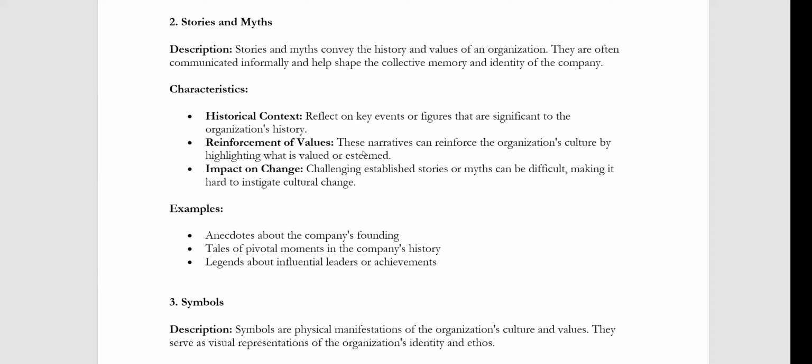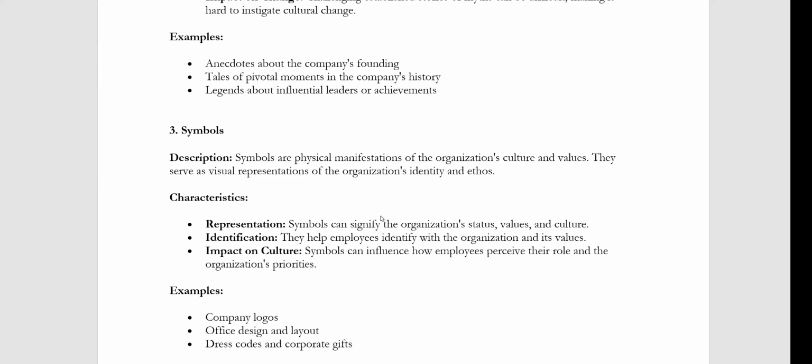Then reinforcement of values. These narratives can reinforce the organization's culture by highlighting what is valued or esteemed. And then it can have an impact on change, because challenging established stories or myths can be difficult. People have it in their mind that this is a Navy man and it will be difficult for him to change, making it hard to instigate cultural change. Do you all agree? Now, what are the examples? Anecdotes about the company's founding, tales of pivotal moments in the history of the company, about influential leaders, and so on.